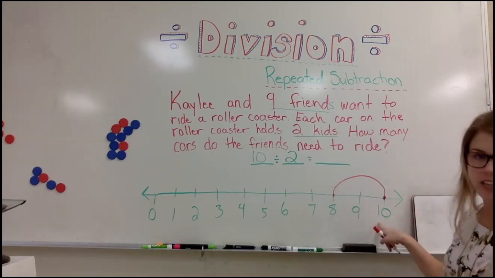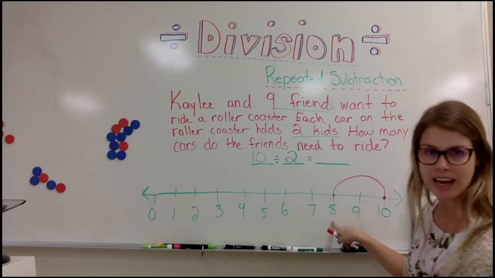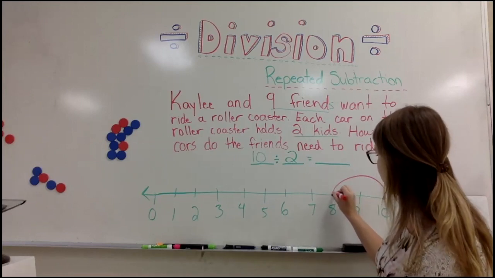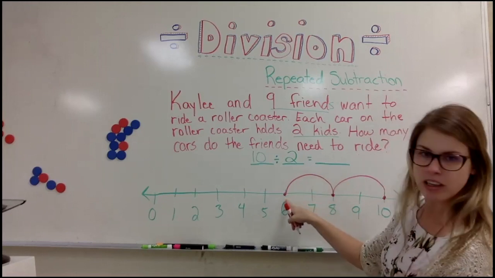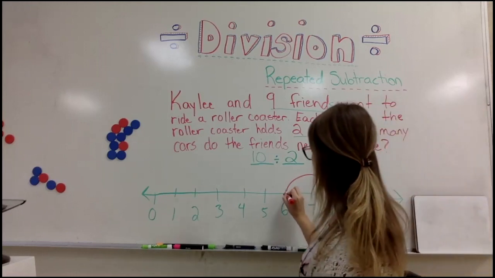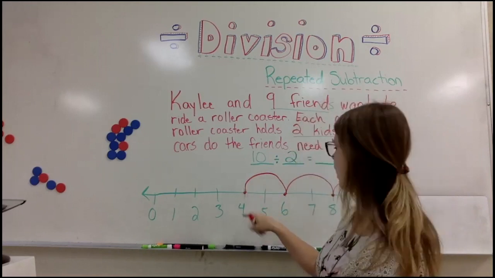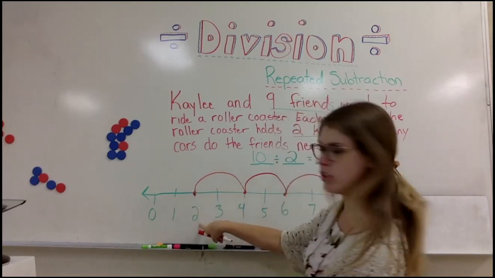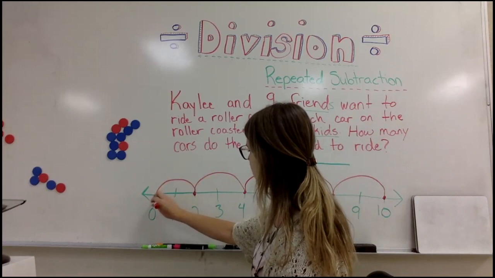Anyway, so you had your 10 kids in line, 2 got out of line and got into a car. Now we're down to 8 kids in the line. Then we're going to say, okay, 2 more kids got on. Now we're going down to 6 kids left in the line. Then 2 more get on. Now we're down to 4 kids in the line. 2 more kids get on. Now we have 2 kids left in line. Those kids get onto the roller coaster and make it to 0.